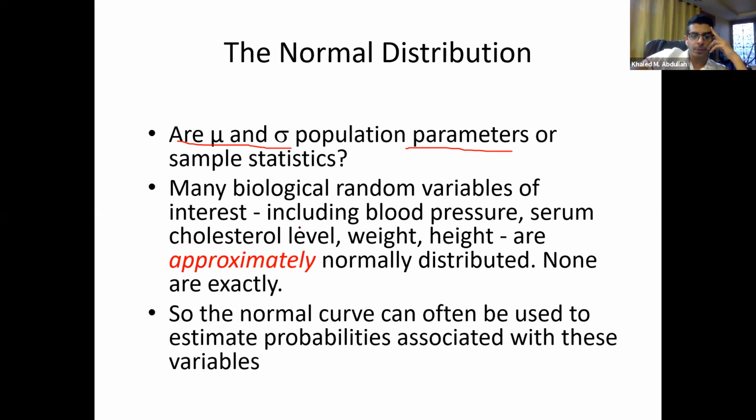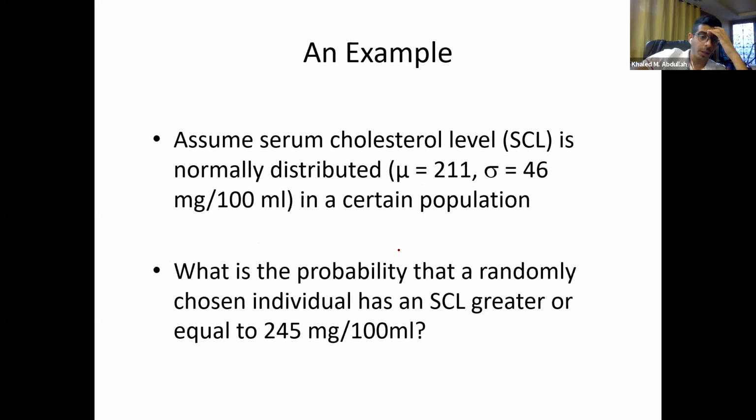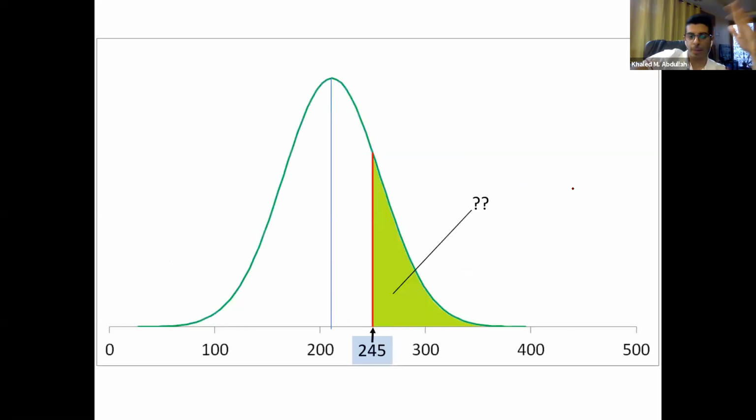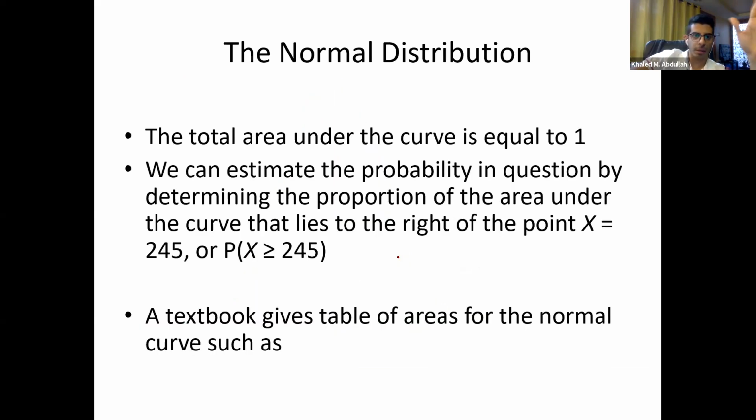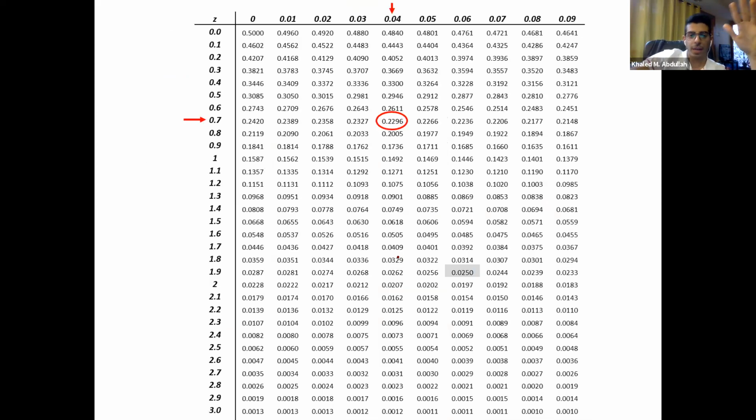Many biological random variables are approximately normally distributed, which is why it's important to be able to study the normal and multinormal distribution. For example, serum cholesterol with a given mu and sigma. What's the chance of getting more than 245? We did all of this, and you find the Z. We talked about all of this.